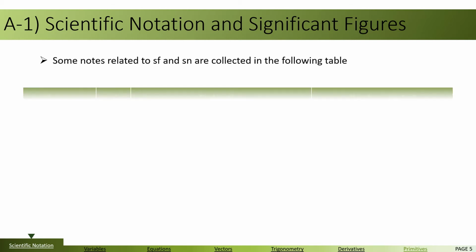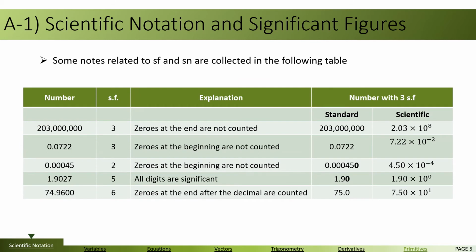Some notes regarding scientific notation and significant figures are collected in this table. For example, let's take the first line in which we have 203 million as a number, 203 and 6 zeros following. The significant figures are 2, 0, and 3. These ones. Now the zeros at the end, these 6 zeros, aren't to be considered as mentioned. Writing the same number in scientific notation is 2.03 times 10 to power 8. Notice also we have here 3 significant figures.